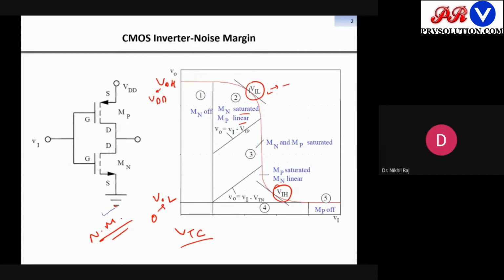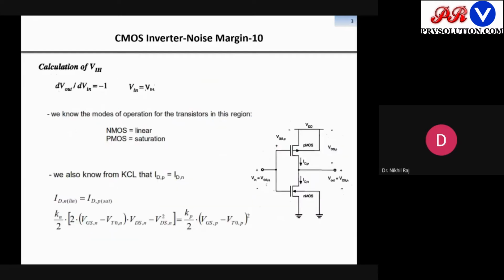Now coming to the VIH, again we will do a similar analysis, but in this case, M1, which earlier was saturated, will now be in the linear region, whereas earlier the PMOS was in the linear region, but now it will go into the saturation region. This means in the equations I will interchange the modes of operation of both the transistors. This is how we will start the calculation of VIH.